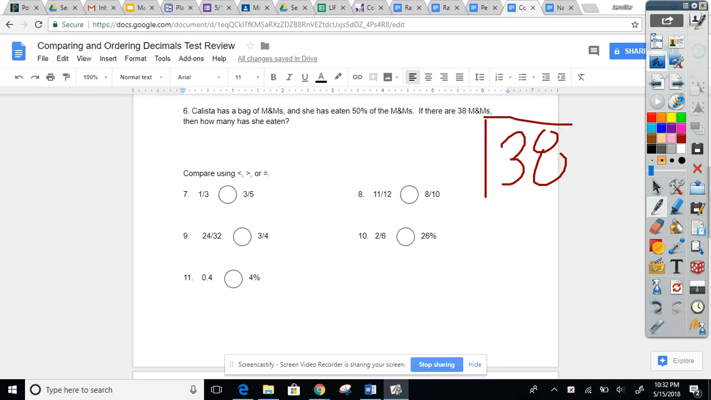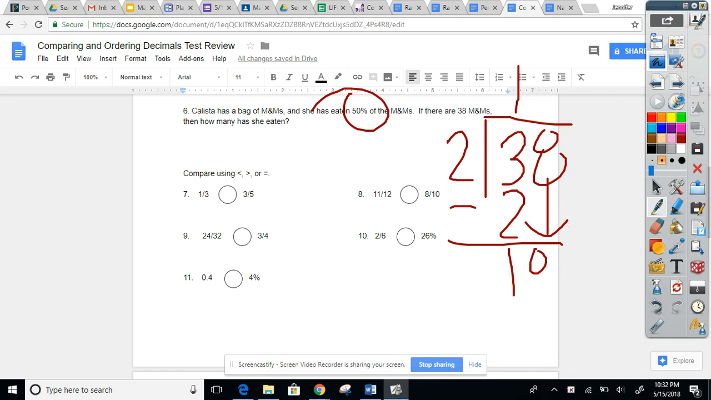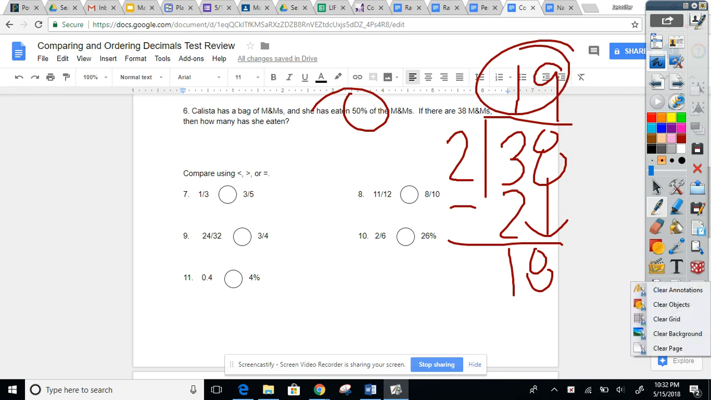So if I want to know what half, or 50%, of 38 is, I'm going to divide by 2. 2 goes into 3 one time. If I subtract, I'll get 1. I need to bring down my 8. 2 times what is 18? That would be 9. So that is 19. Makes sense? So she has eaten 19 out of the 38 M&Ms because she's eaten half of them.